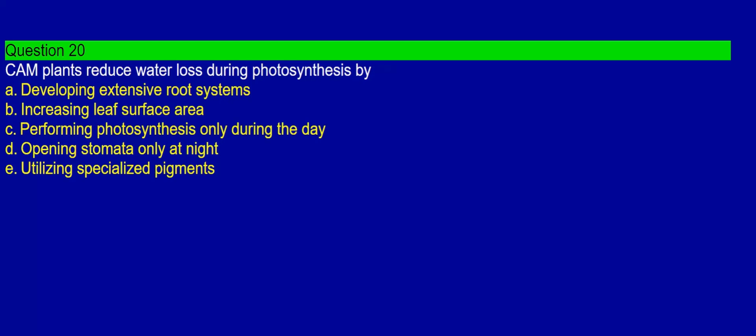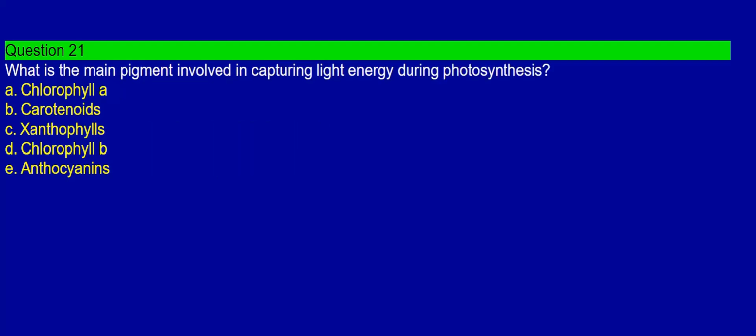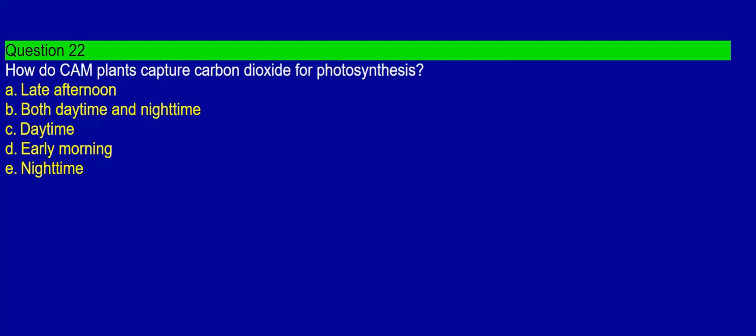Question 20. CAM plants reduce water loss during photosynthesis by. Question 21. What is the main pigment involved in capturing light energy during photosynthesis? Question 22. How do CAM plants capture carbon dioxide for photosynthesis?